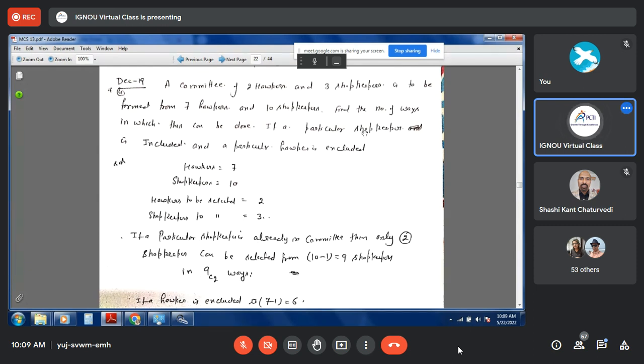We will have to select the 2 shopkeepers from the 9. How the 9? Because 1 is our favorite. 10 minus 1 is equal to 9 and 3 minus 1 is equal to 2. If a particular shopkeeper is already in the committee, then only 2 shopkeepers can be selected from the remaining 10 minus 1 is equal to 9 shopkeepers, in 9C2 ways.